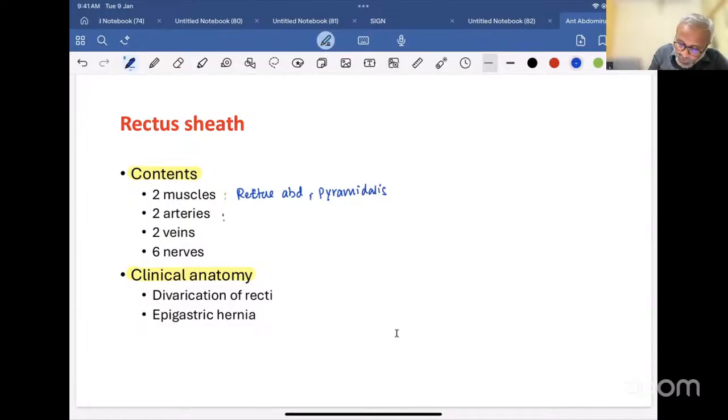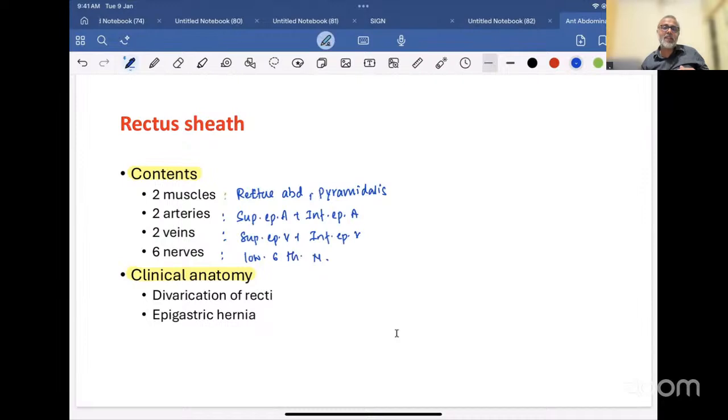Then what about 2 arteries? We have the superior epigastric artery plus the inferior epigastric artery. What about veins? The superior epigastric vein plus the inferior epigastric vein. Then what about 6 nerves? The lower 6 thoracic nerves. The last 5 intercostal nerves and the subcostal nerve. You can even write like this. Okay, this is regarding the contents.